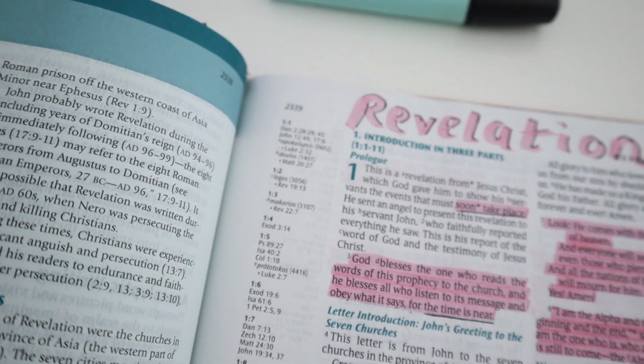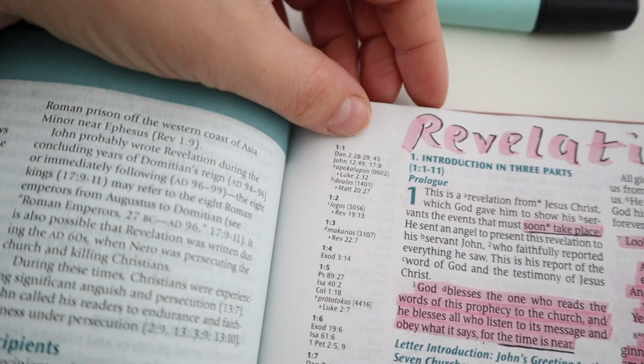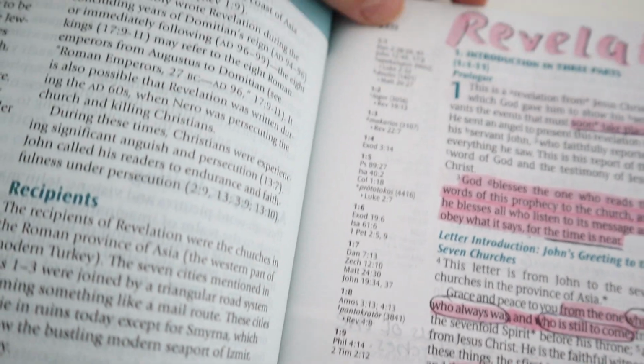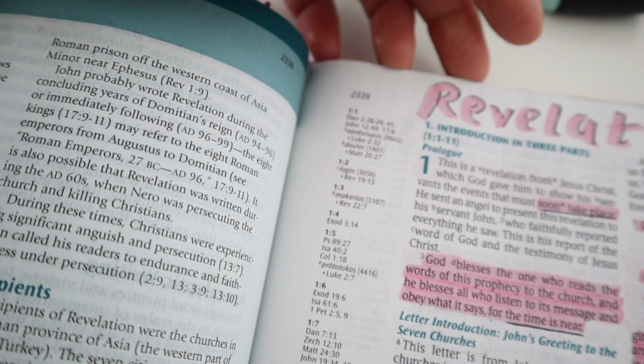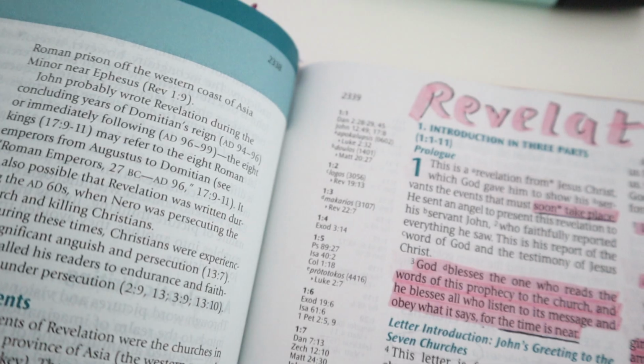So other things that I do when I am studying my Bible is I look down here, and this is where you get your cross-references. As you can see, there is a lot of cross-references, and if you're going to really study verse by verse, you want to be reading these cross-references as well.